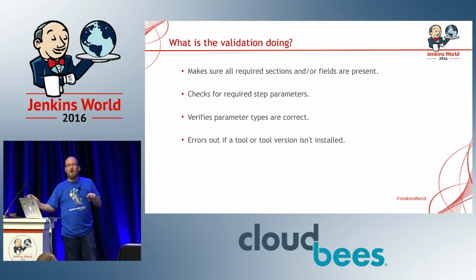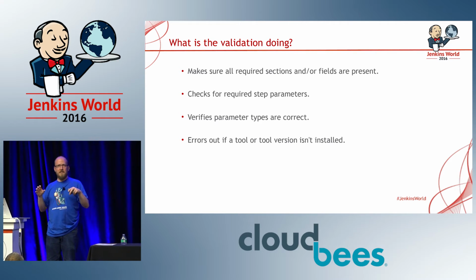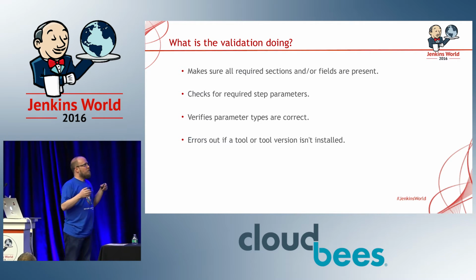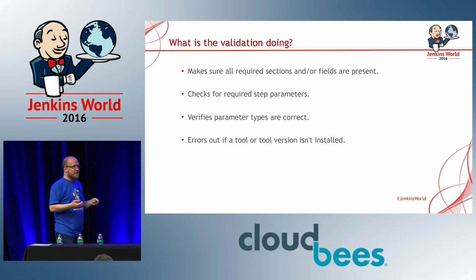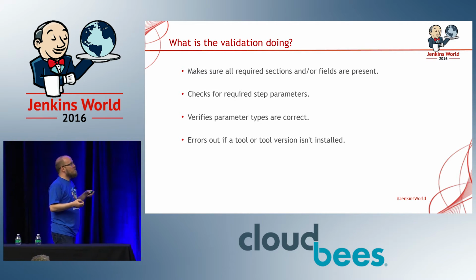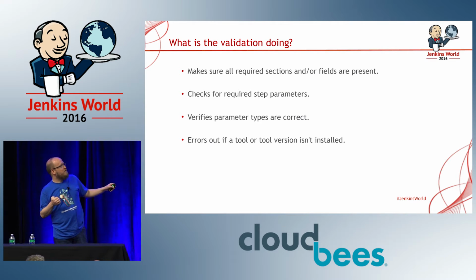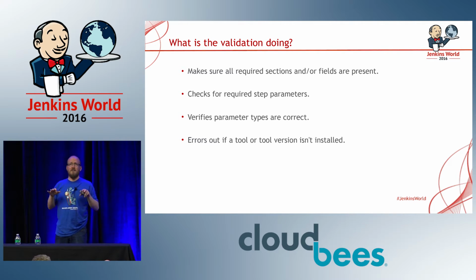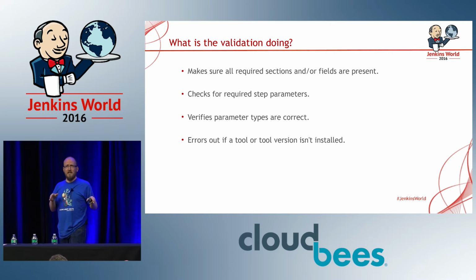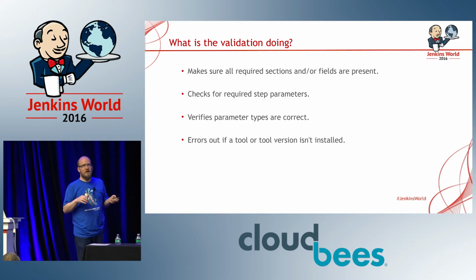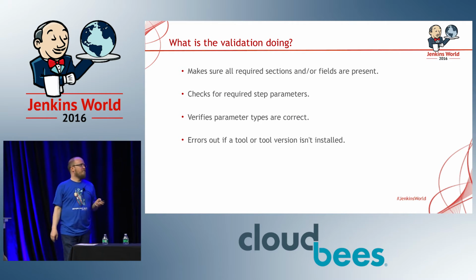First, we make sure that all required sections and all required fields in those configuration sections are present, so that we don't have an empty environment. We check for required step parameters, because it sucks when you forget a required step parameter. We make sure that your parameter types are correct, because there's a number of times where it doesn't really want a string, but you thought it did. And we error out if a tool or tool version that you've tried to configure isn't actually available in your Jenkins master. And there's some other little things, and there'll be more as we go, as we find more interesting things we can catch early on.